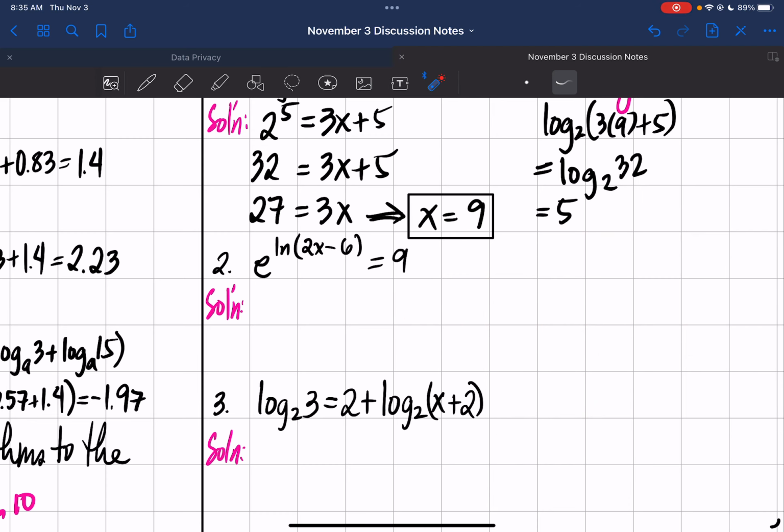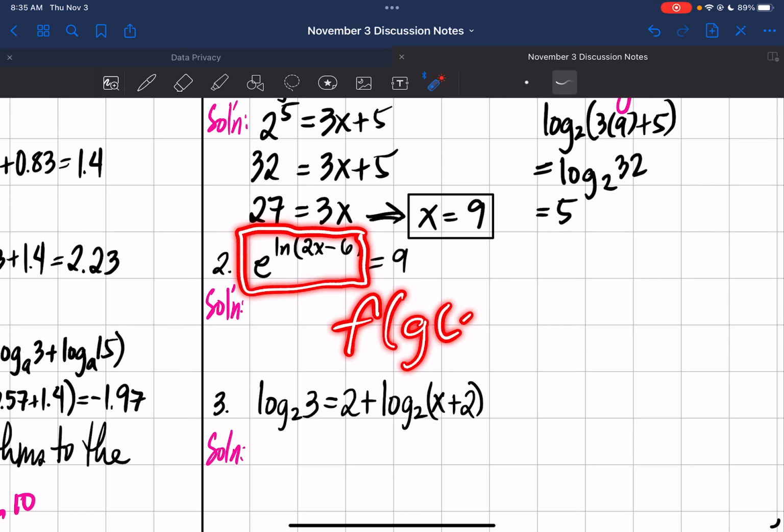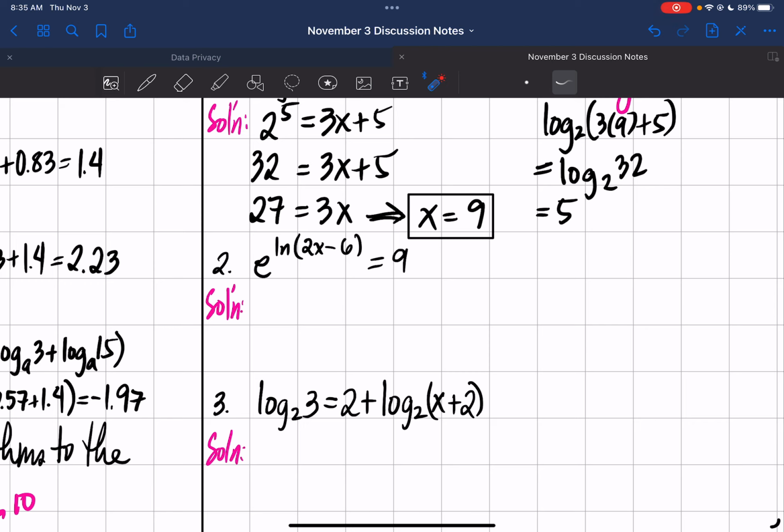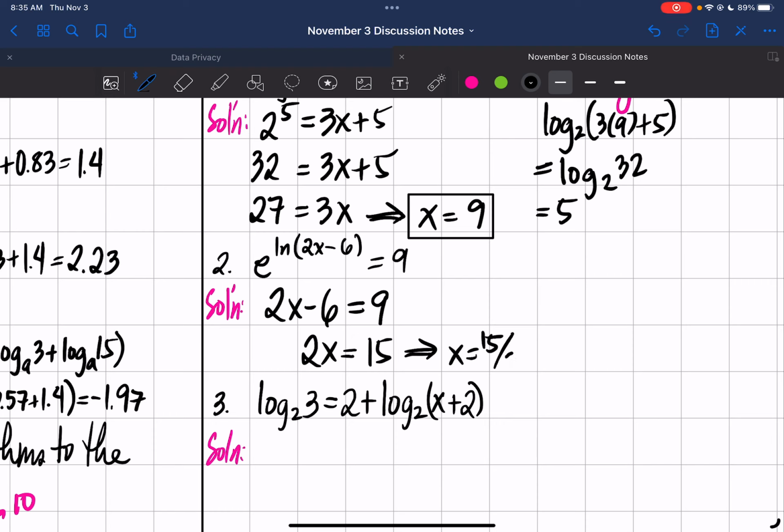And because they are inverses of each other, we have that f of g of x equals x. So, we can do this, class. We have here f of g of x, and since they're inverses of each other, this is just equal to x. And our x, class, in this case, is what's inside the ln. So we have 2x minus 6 equals 9. And this would give us 2x equals 15. And so, x equals 15 over 2.